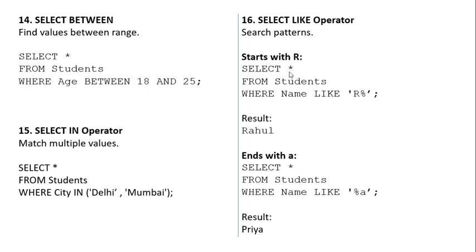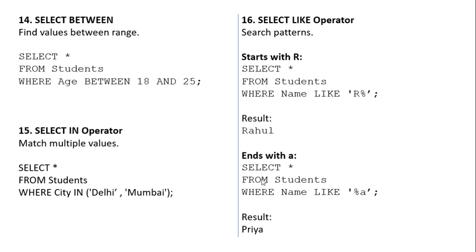So, select star from table name student where name LIKE 'R%'; the LIKE operator with single quotes, capital R, and the modulo sign (percent sign) inside the quotes, then semicolon. So the names that start with capital R are printed, like Rahul.